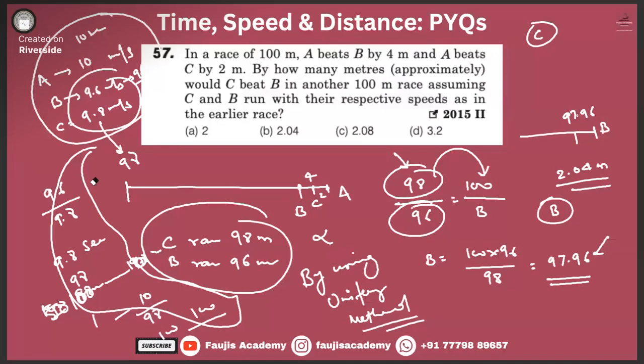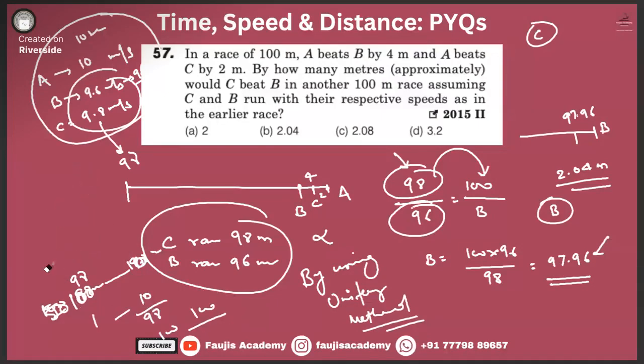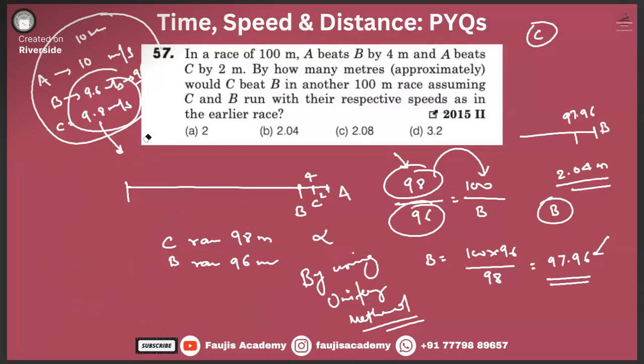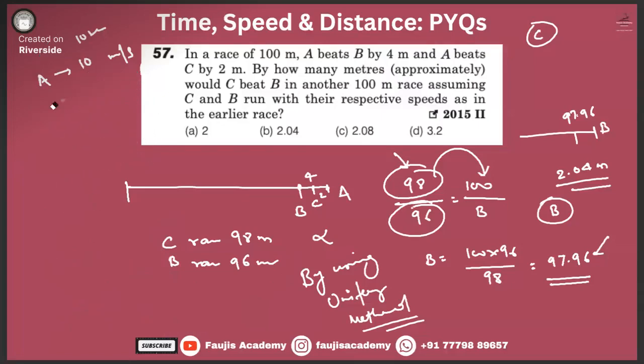So, sir, they said, take your time, here they said another 100 meters, right? Another 100 meters doesn't mean 100 meters plus 100 meters. Another 100 meters means there is a separate race of 100 meters wherein only B and C are running. Is it clear? Okay, sir. Yeah, that was a good doubt. I can understand that. Shall we move now?